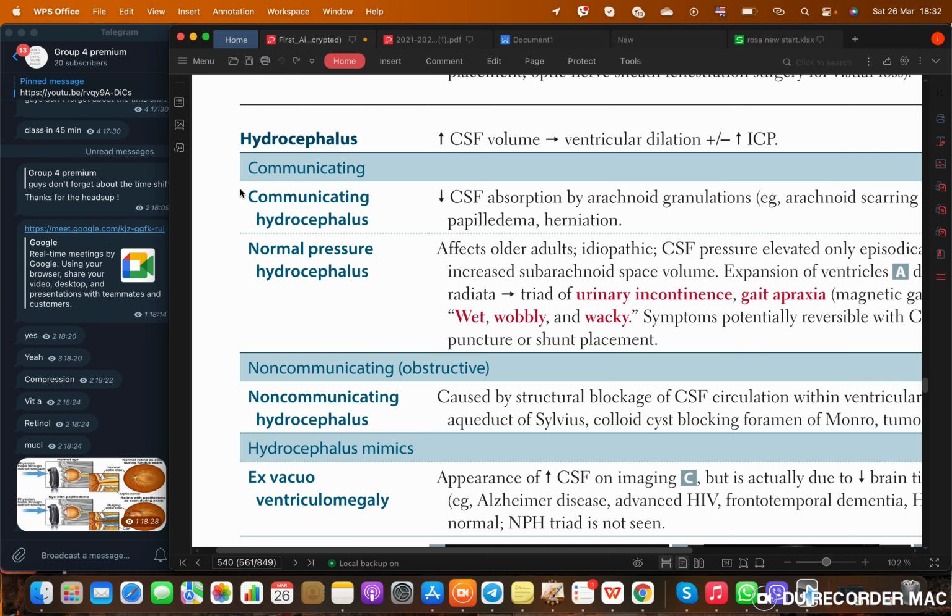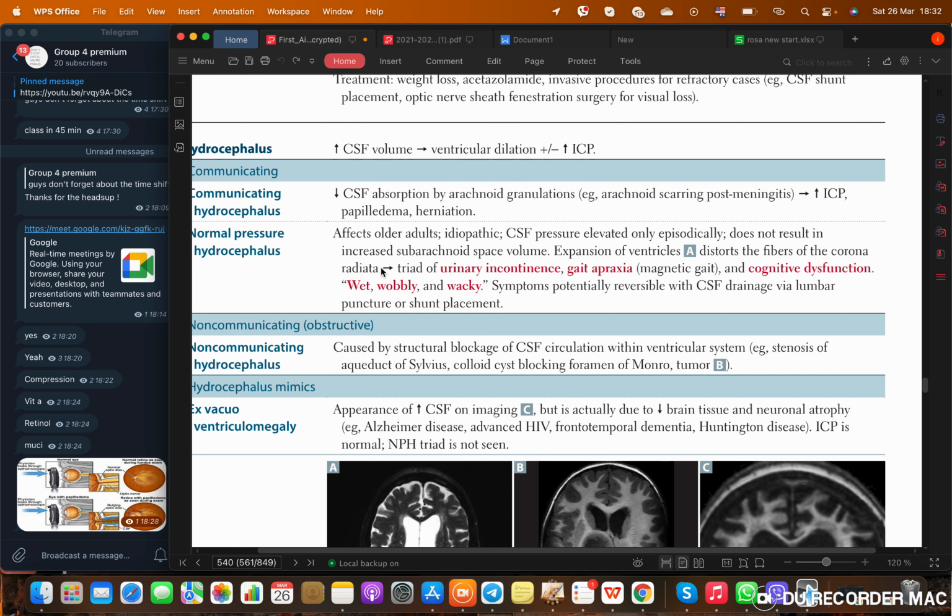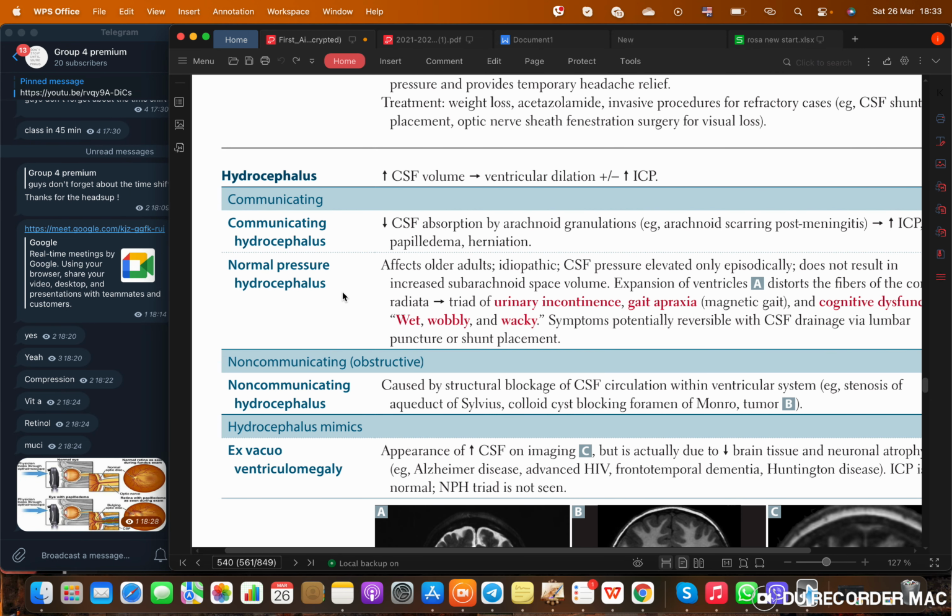So hydrocephalus, the communicating type. Communicating means that there is no obstruction in the tract. I mean, there is no obstruction in the lateral ventricle, third ventricle, or fourth ventricle. So communicating hydrocephalus is because of a decreased absorption from the arachnoid granulation.